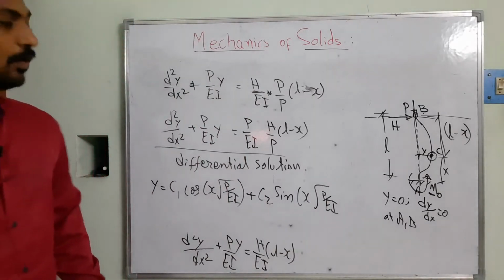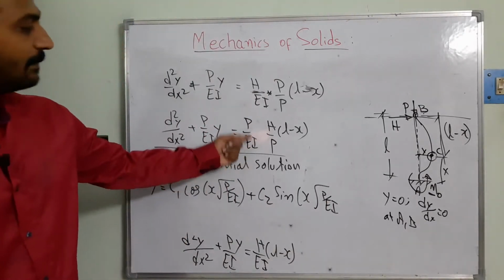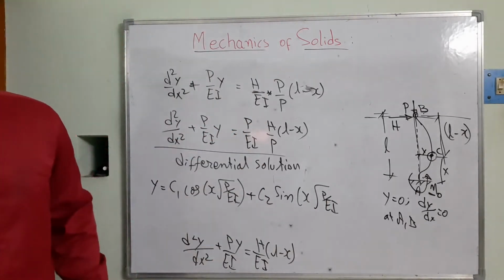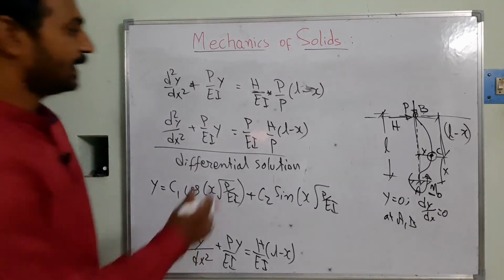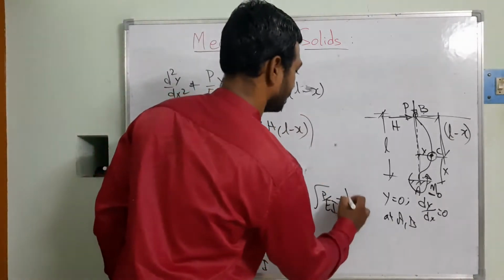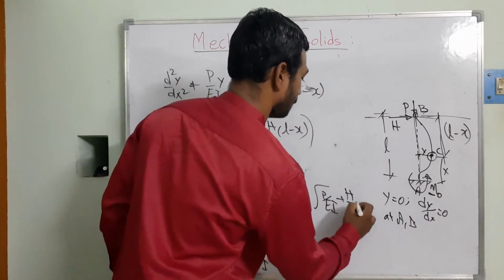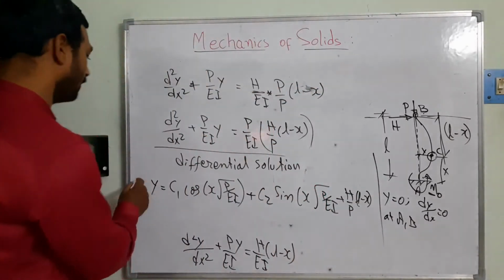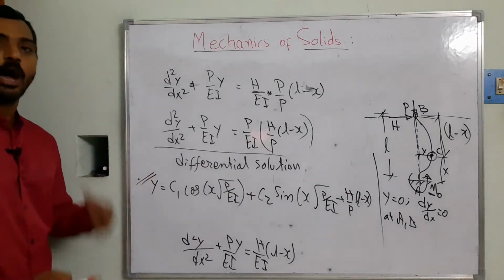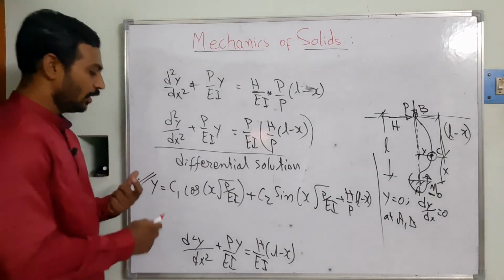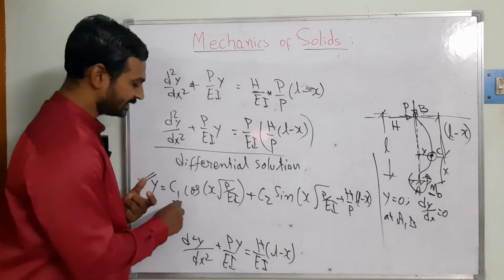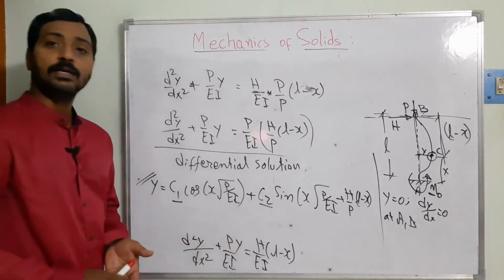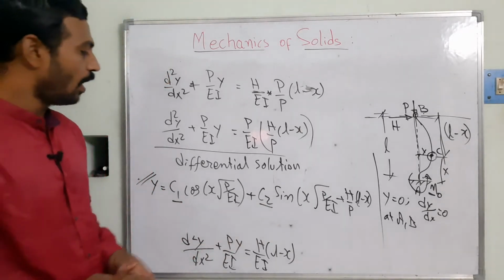And similarly we have the term P by EI into H by P. Now I am taking this term H by P, plus H by P into L minus x, we got it. So this is the differential solution equation after the integration. In this case the two terms C1 and C2 are the integral constants. We know how to solve it.